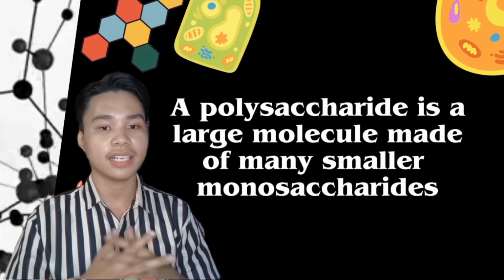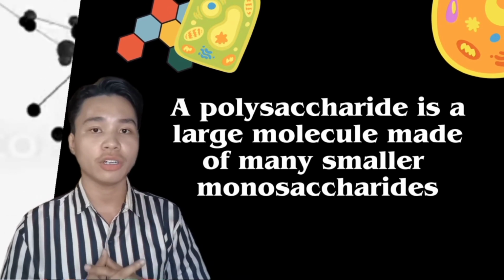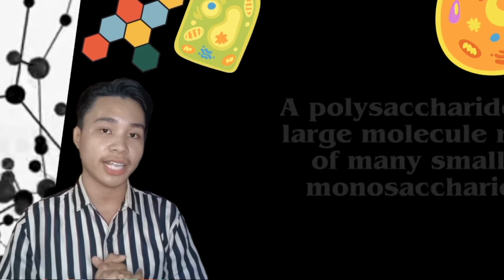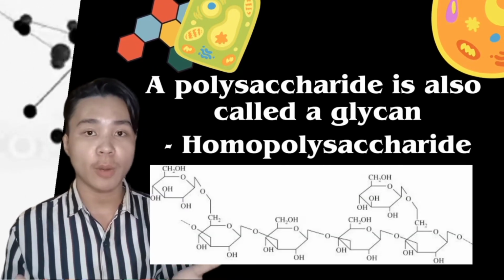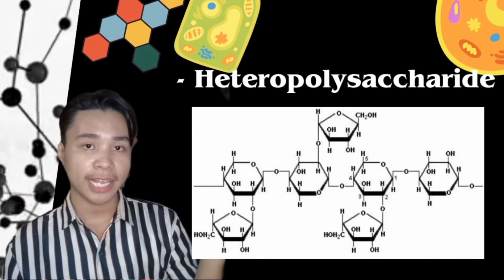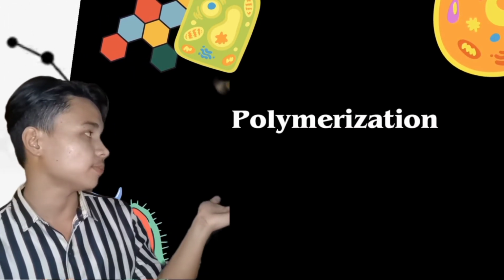Let's now discuss polysaccharide. A polysaccharide is a large molecule made of many smaller monosaccharides. I know that you already know monosaccharide because it was already discussed by Miss Manlincon and Miss Liago. A polysaccharide is also called glycan, and it can be a homopolysaccharide, in which all the monosaccharides are the same, or a heteropolysaccharide, in which the monosaccharides vary. The process of condensing many similar molecules to form large molecules is identified as polymerization.